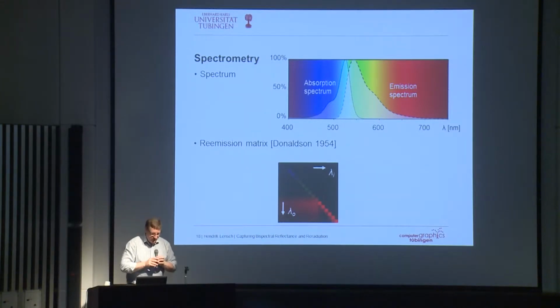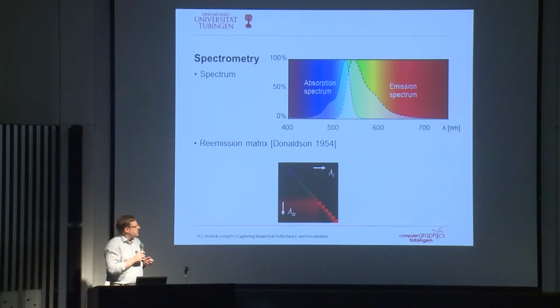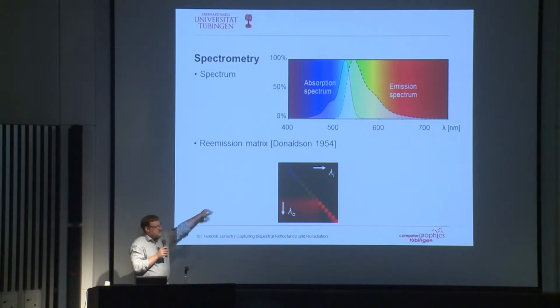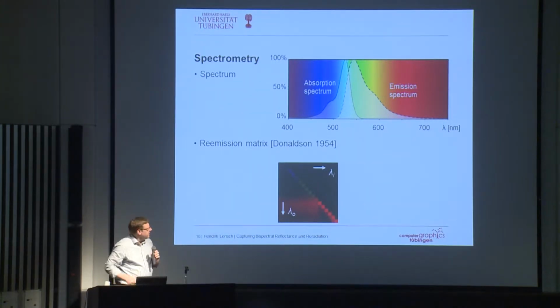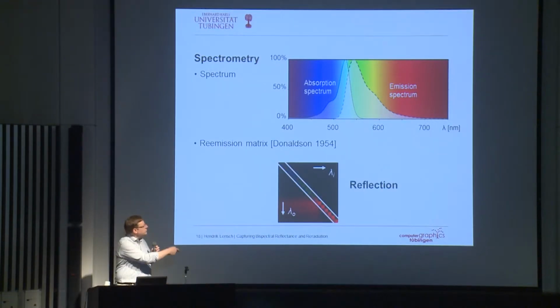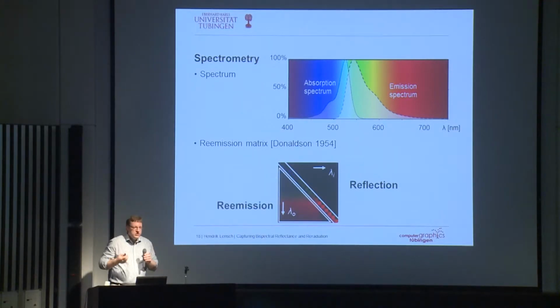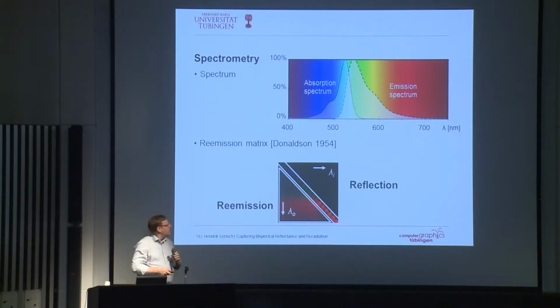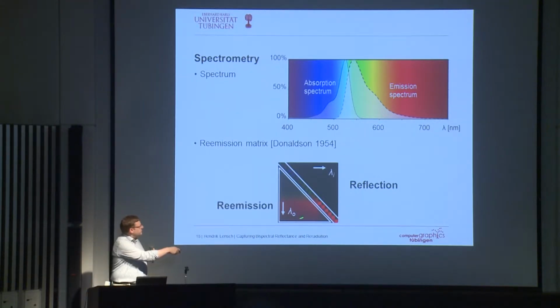And there is the so-called Donaldson matrix or re-emission matrix, which tells you how much light is being reflected for the incident versus the outgoing wavelengths. And of course, this is a lower triangular matrix. That is, along the diagonal, you have light being reflected at exactly the same wavelength that comes in, and that mostly corresponds to standard reflection, if you want. And you have the re-emission part, which is then due to fluorescence, which is in the lower bottom triangle.